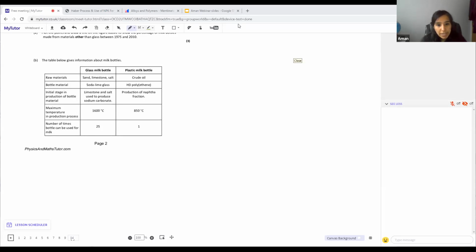Someone's asking, do catalysts increase the pressure? No, they find an alternative route for the reaction that lowers the activation energy, so they have no impact on the pressure. Okay, so no one has answered what the steps are in making a plastic milk bottle.